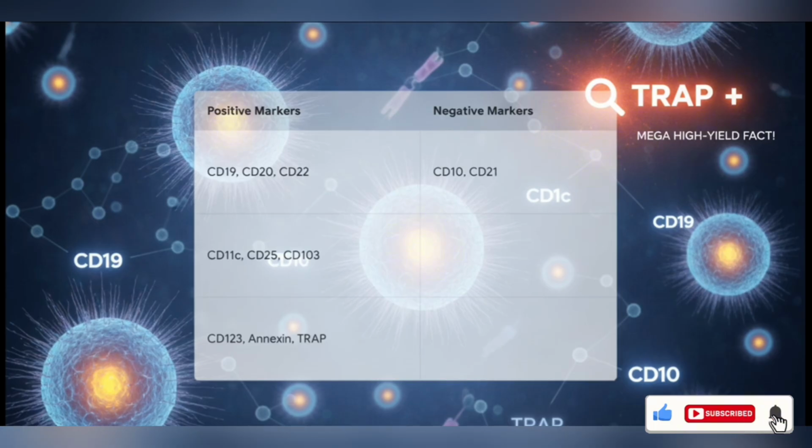This chart is pure gold. Positive markers include your standard B-cell markers like CD19, CD20, and CD22. But look at the specific ones: CD11C, CD25, CD103, and CD123. Annexin is also positive. But the mega high-yield fact, the one they will definitely test you on, is TRAP positivity, tartrate-resistant acid phosphatase. TRAP is positive in hairy cell. Oh, and keep in mind they're negative for CD10 and CD21.